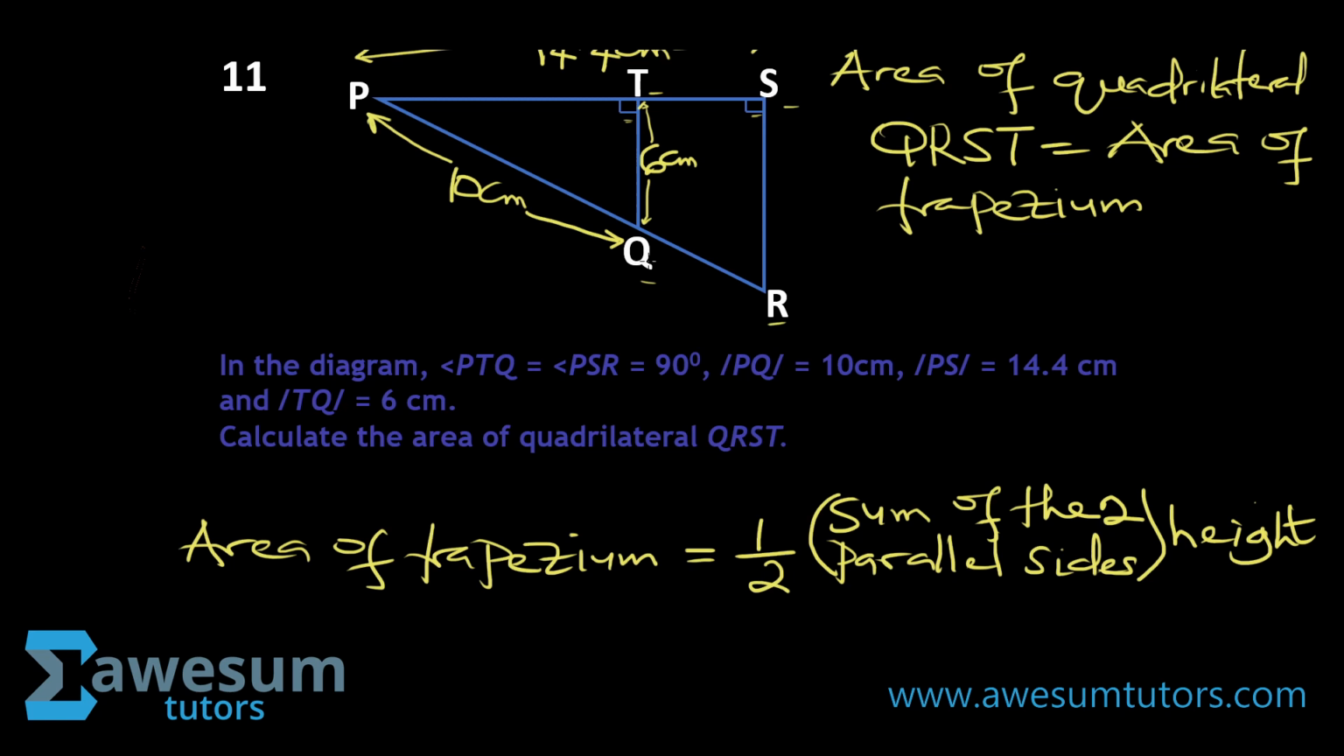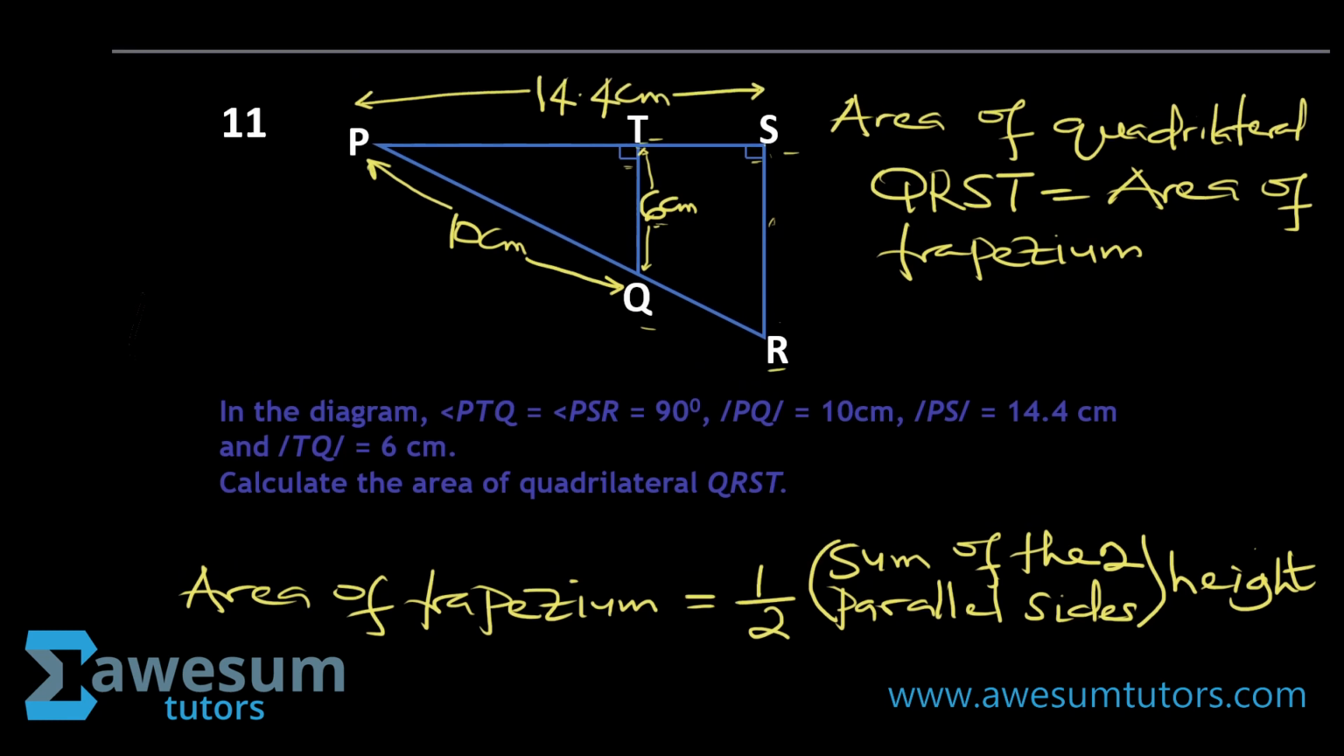So this is QRST. This is one of the parallel sides and this is the other side. We know this side to be 6. We do not know this side, which is SR, and the height is going to be TS. We don't know this side. So we need to find line TS and also SR before we can find the area of the trapezium. Let's go on with this journey right now, guys.